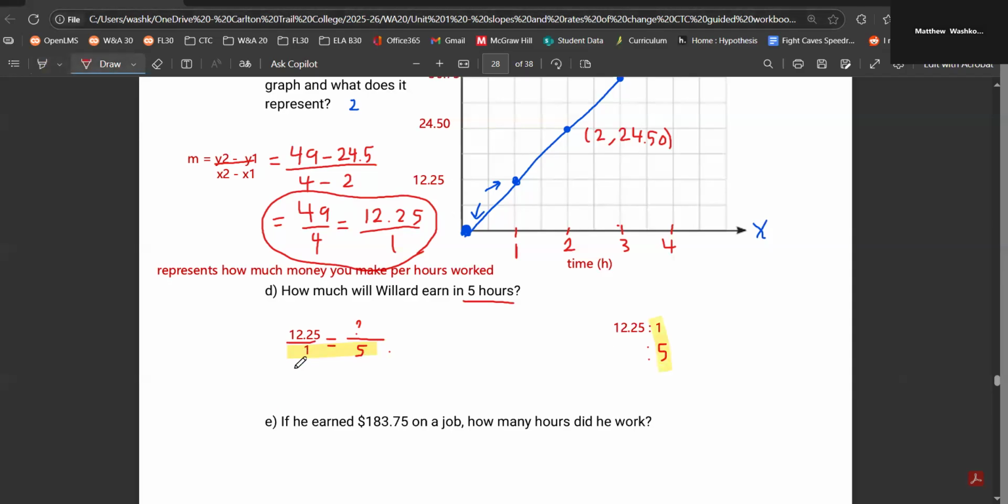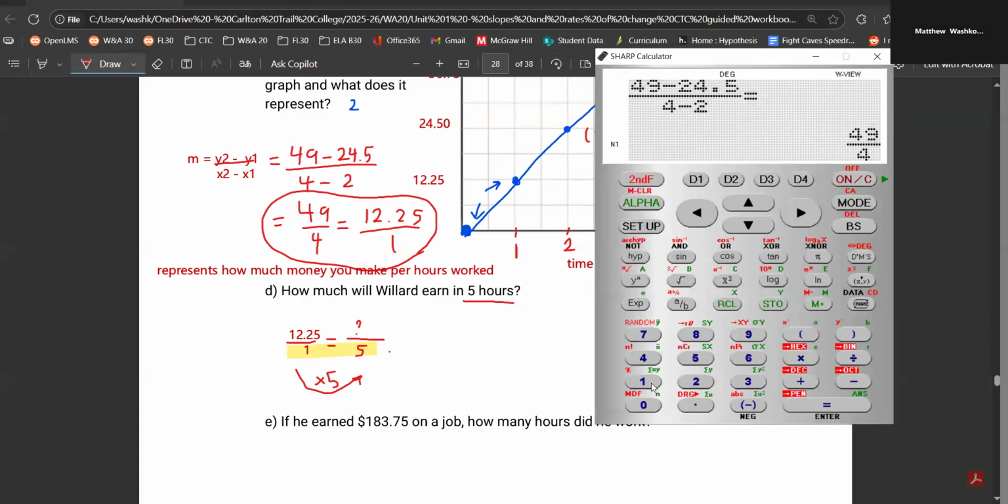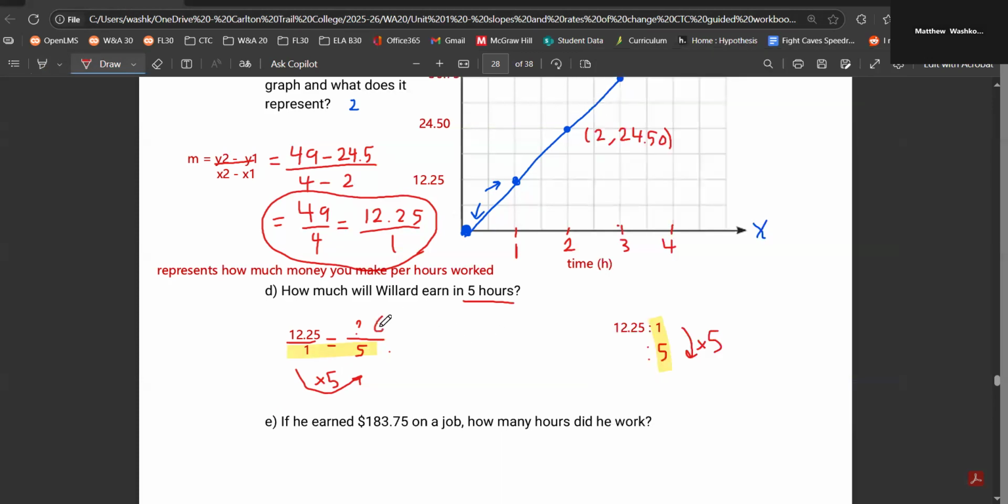1 times something gives me 5. Well, in this case, this one's pretty easy, right? It's 5. 1 times something gives me 5. Again, same thing, it's 5. Which means I just do the same at the top. 12.25 times 5 will give you $61.25. And this works for both of these.